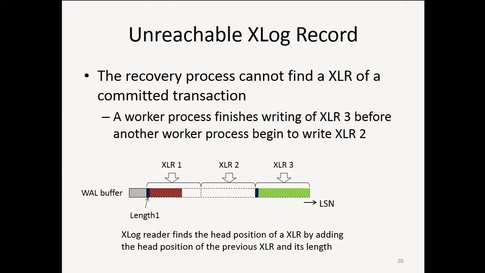Next is the unreachable XLOG record problem. This picture shows the WAL buffer situation when this problem occurs. The problem is that the write of XLOG record 3 is finished, and the write of XLOG record is not begun.